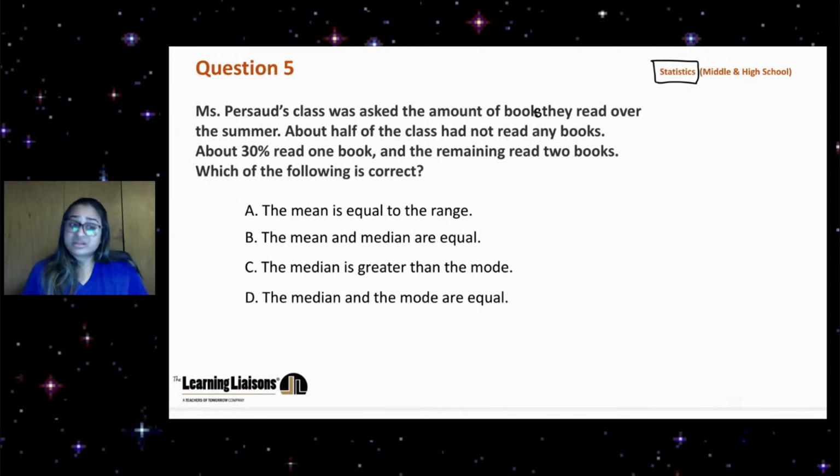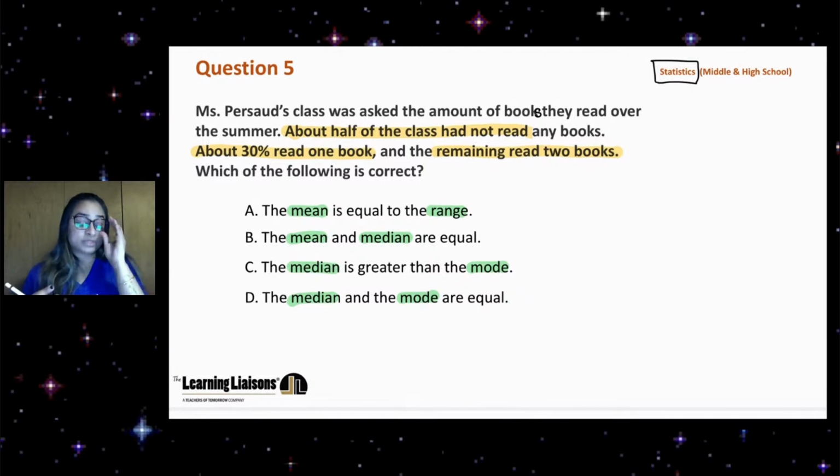So they didn't really give us anything at all to go off of. But let's figure out what we know. We know that about half the class hadn't read anything. About 30% read 1, and the remaining read 2. And when I look at my answer choices to give me some help, I notice I see mean, range, mean, median, median, mode, median, mode. Okay, so this has got to do with some type of mean, median, mode, or range.